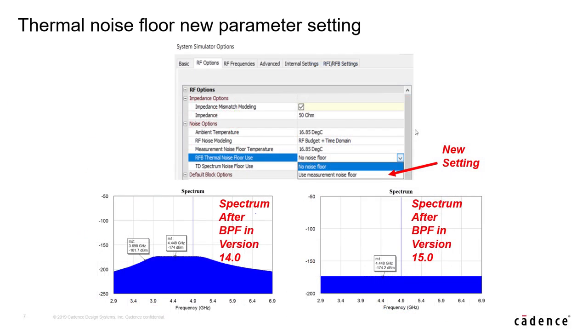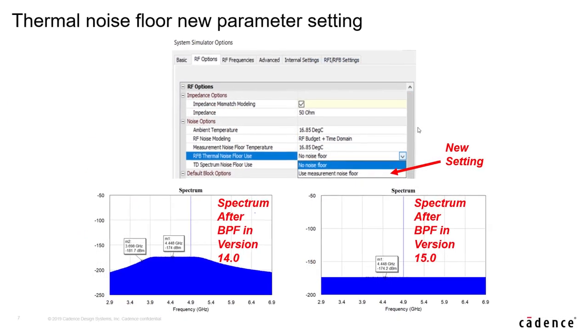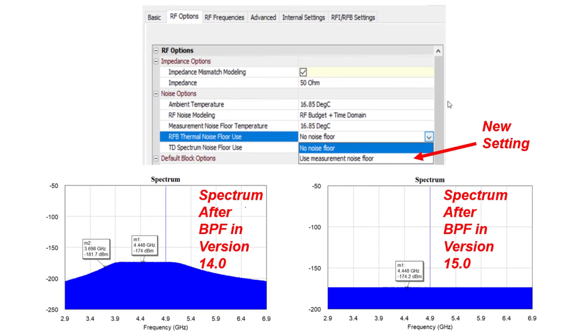Under Options, Default System Options, the RF tab, we added a new setting to use thermal noise as the noise floor. As clearly shown here, in the previous versions of VSS, one can measure a noise floor out of a filter that is significantly lower, in this case, minus 174 dBm/Hz, due to the filter's response outside the band of interest. In 15.0, the noise floor is leveled at minus 174 dBm/Hz.